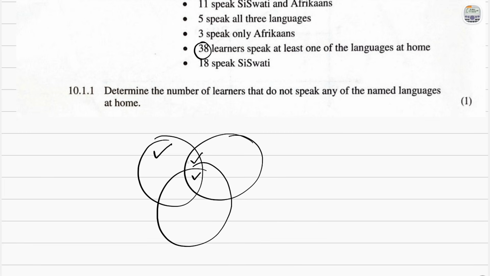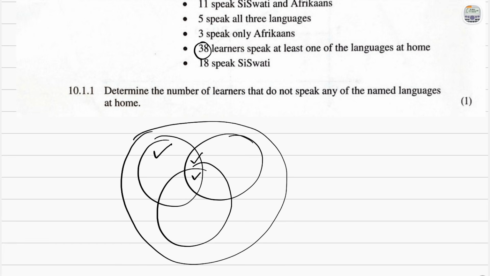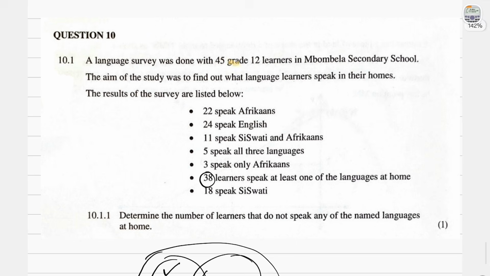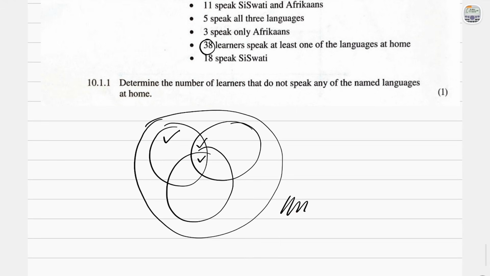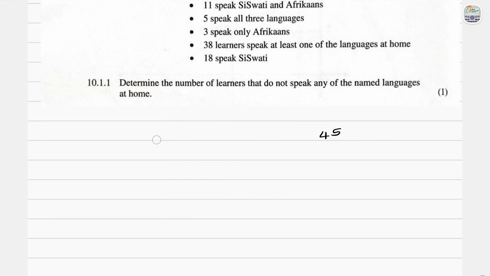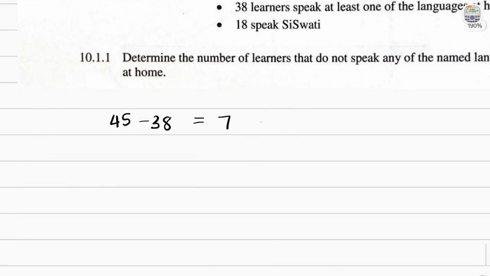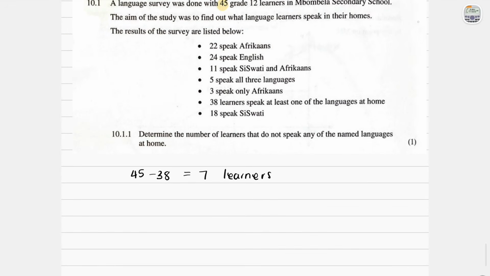So that number 38 represents everything that is in a circle in the Venn diagram. That means to find the learners who do not speak any, the learners outside of the circle, you take the total learners, which they told us is 45 grade 12 learners, and then you subtract everybody in the circle, which is 38 learners. So we're just going to say 45 minus 38, and that's what's going to give us the learners who do not speak any of the listed languages. So this is 7 learners, and that is our answer. Moving on to the next question.